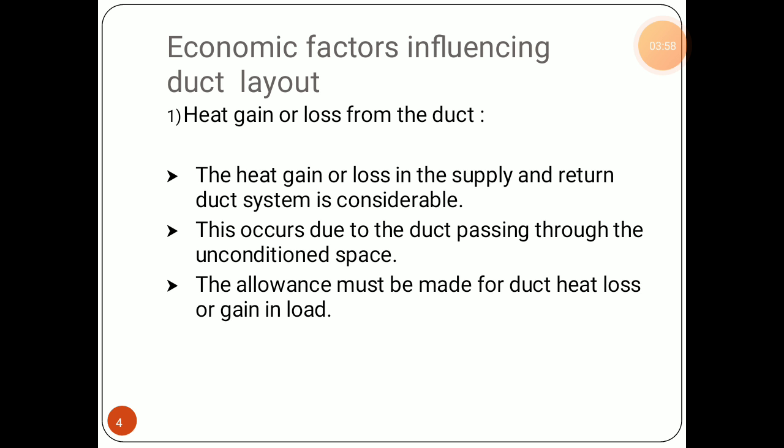As I mentioned, if we have to condition a room which is on the 30th floor and the conditioned air is at ground floor, that air has to travel through an unconditioned part. The allowance must be made for duct heat loss and gain in the load.